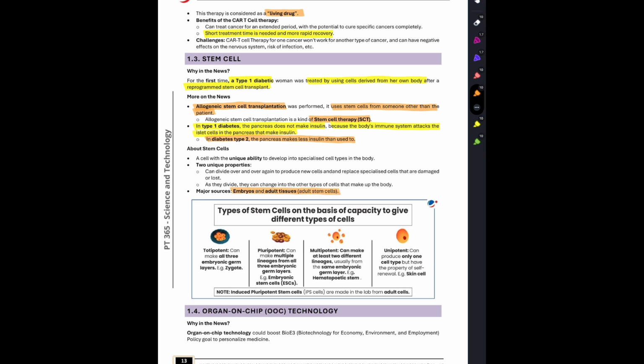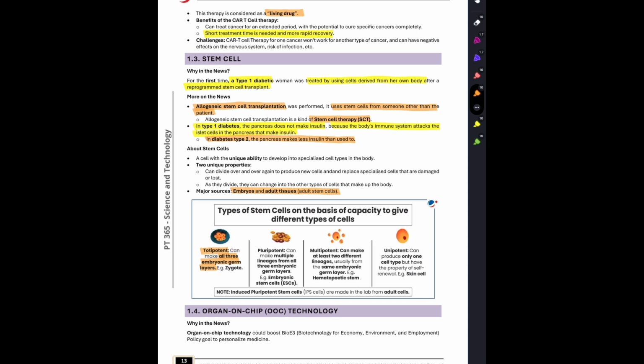So, types of stem cells on the basis of the capacity to give different types of cells. One is totipotent, next is pluripotent, multipotent, and unipotent. So, these are basically the four major categories. The totipotent can make all three embryonic germ layers, for example the zygote. So, the zygote can make all the organs.